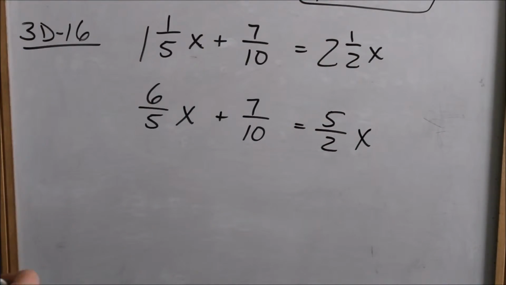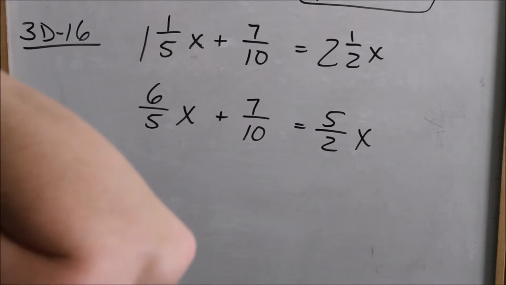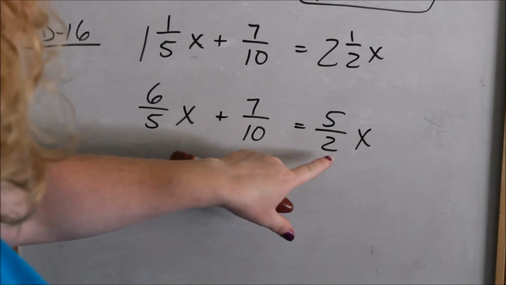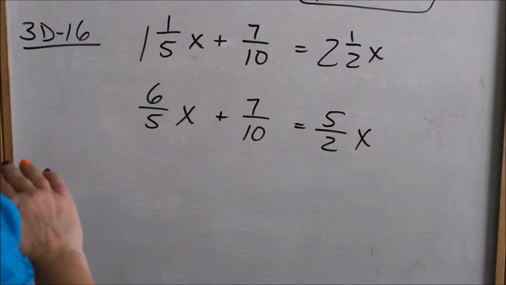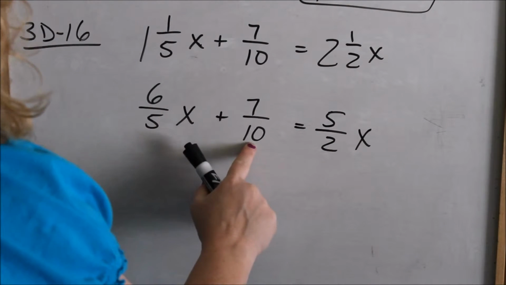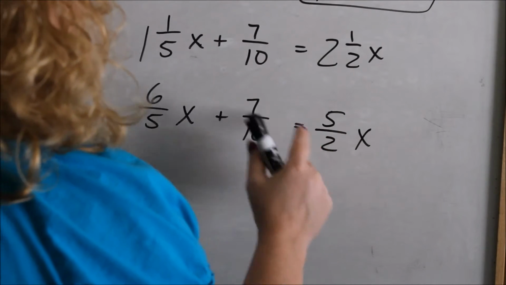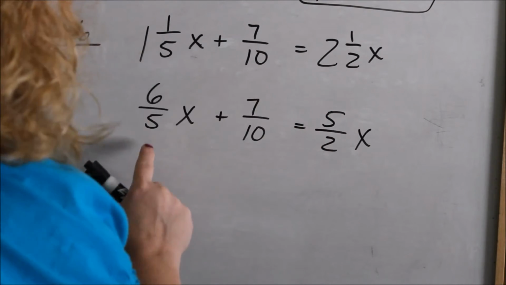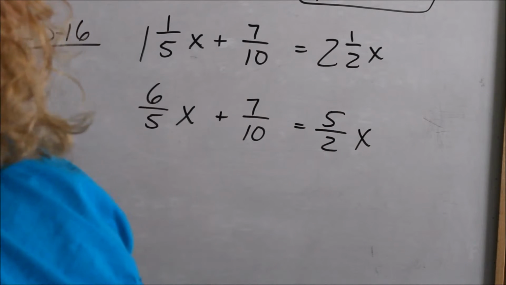5/2x. Alright, we want to get rid of our fractions. We want to multiply by a number that all of these will divide into. The worst case scenario, you multiply them all together. 5 times 10 is 50. 50 times 2 is 100. If you multiplied every one of these by 100, you can see that each denominator would divide into 100.